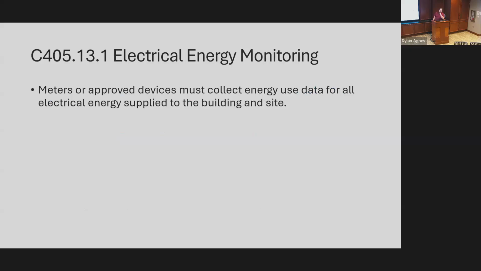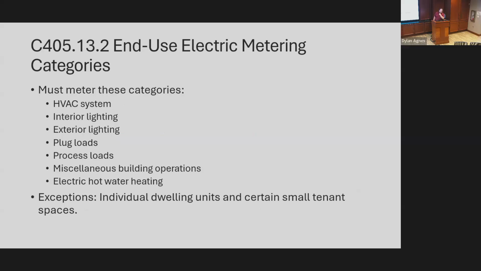Basically, as it sounds, some of this is just because it's new. It's like, hey, we've got to define this and put it in the code. So metering approved devices must collect energy use data for all electrical energy supplied to the building and site. These are the categories we're interested in for electric metering: HVAC, interior lighting, exterior lighting, plug loads, process loads, miscellaneous building operations, and electric hot water. Again, exceptions: individual dwelling units and certain small tenant spaces.